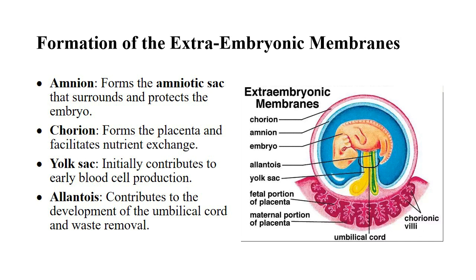Chorion contributes to the formation of the placenta and facilitates nutrient and gas exchange. Yolk sac, involved in early blood cell production and later contributes to the digestive system. Allantois forms part of the umbilical cord and contributes to waste removal. These membranes are essential for protecting and sustaining the embryo during development.